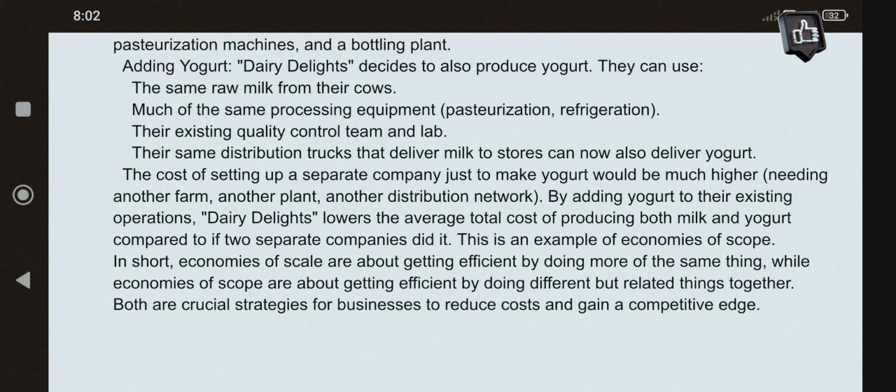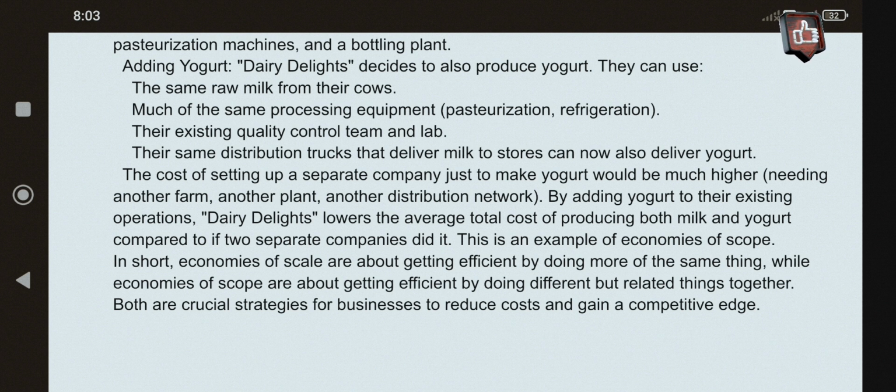The cost of setting up a separate company just to make yogurt would be much higher, needing another farm, another plant, another distribution network. By adding yogurt to their existing operations, Dairy Delights lowers the average total cost of producing both milk and yogurt compared to if two separate companies did it. This is an example of economies of scope.